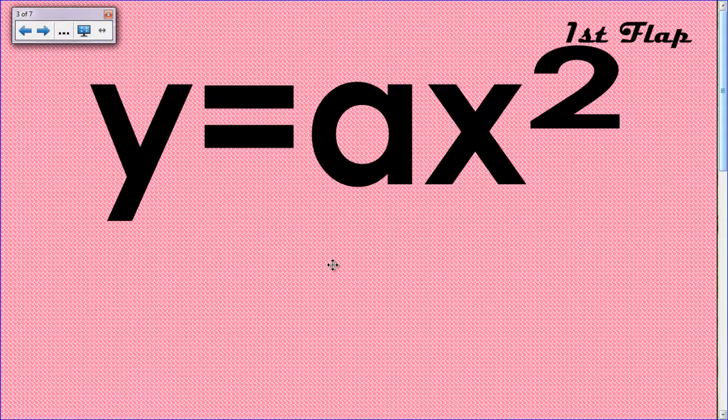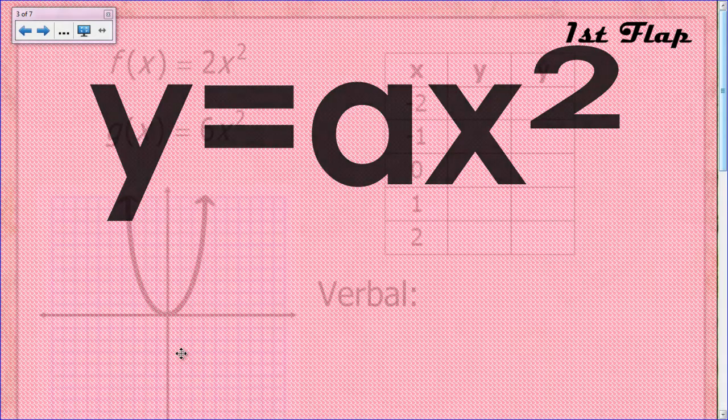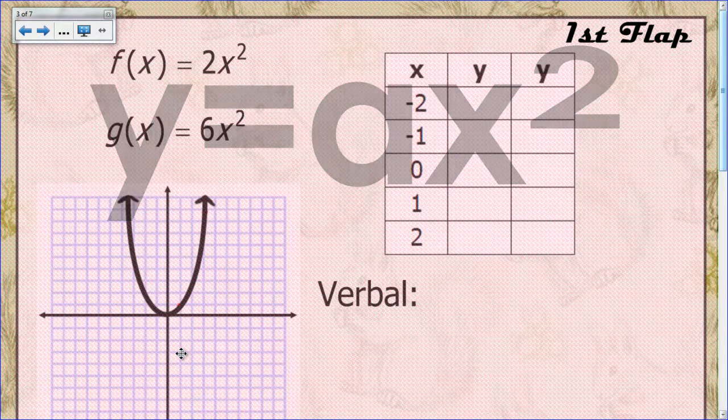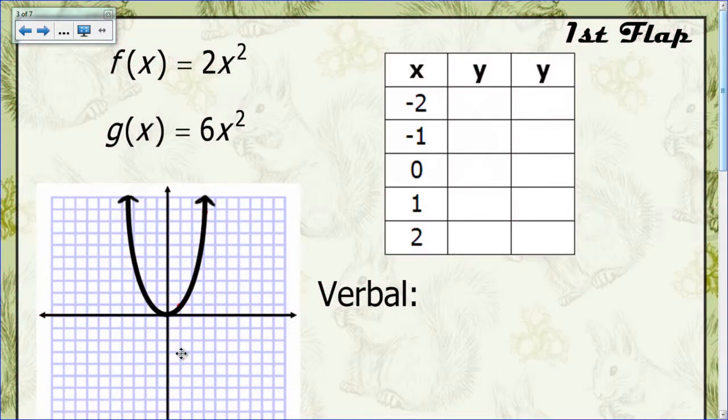So our first flap, we're going to talk about y equals ax squared, which you should recognize as part of the standard form of a quadratic. It's just the first part. We're only going to deal with just the x squared term right now. And so we're going to talk about what happens when we have y equals ax squared. We're going to do a couple of graphs.